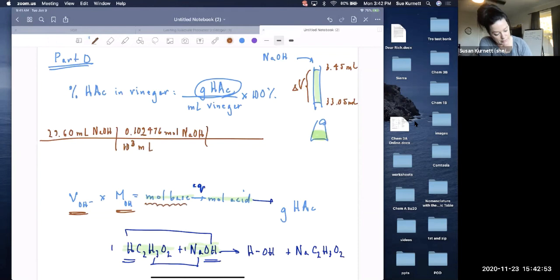I use my balanced equation, the 1-to-1 ratio, to get to moles of acid. And then I need a molar mass to get to grams of acetic acid. So I just need to add up all those pieces: 1 hydrogen, 2 carbons, 3 hydrogens, 2 oxygens.